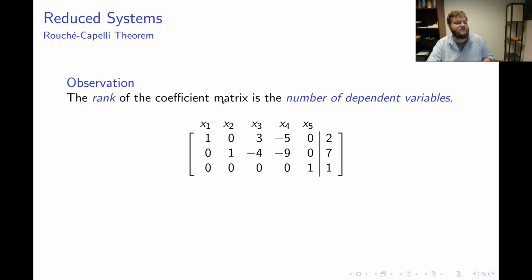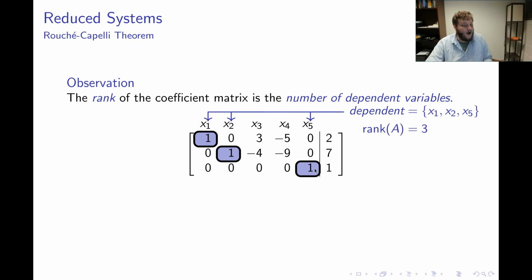So the rank of the coefficient matrix is always the number of dependent variables. In our example here, we're studying an augmented matrix in reduced row echelon form, representing a system of equations with 3 equations and 5 variables. My pivots in the coefficient matrix are in the x1, x2, and x5 positions. So x1, x2, and x5 are my dependent variables, and the rank of this system is also equal to 3. So the dependent variables are x1, x2, and x5, and the rank of the coefficient matrix here is 3.